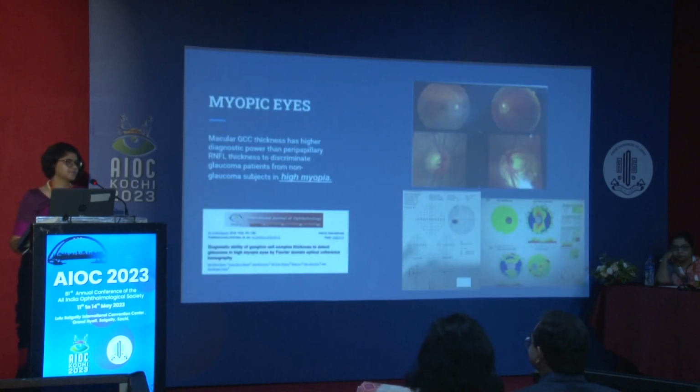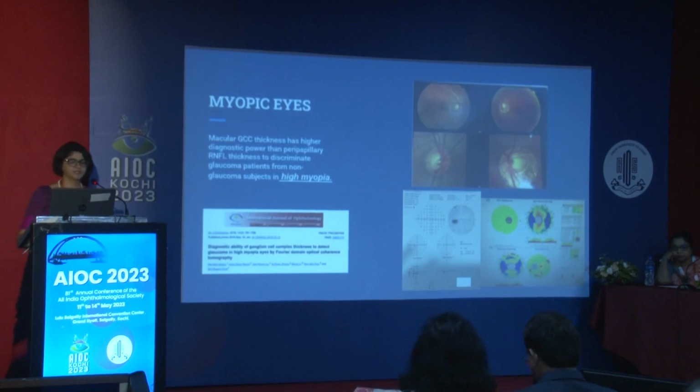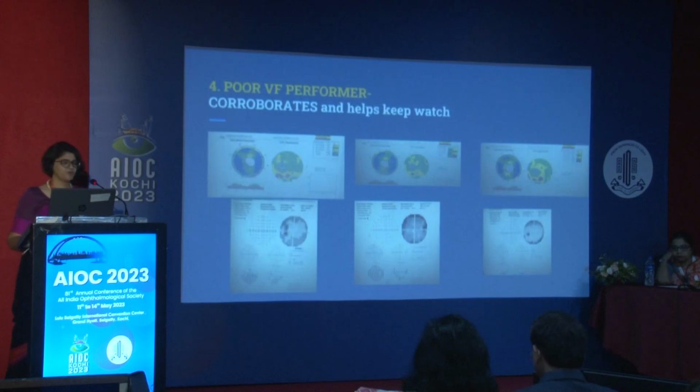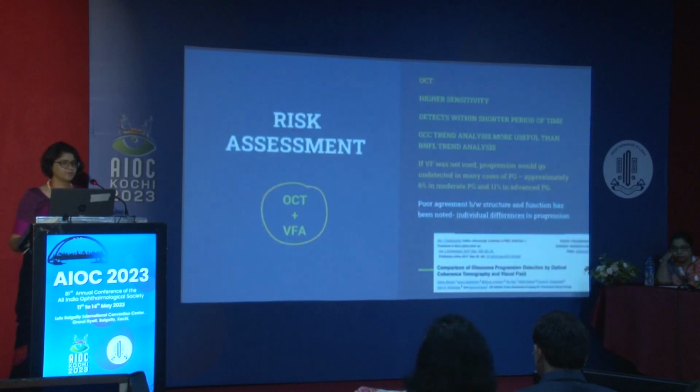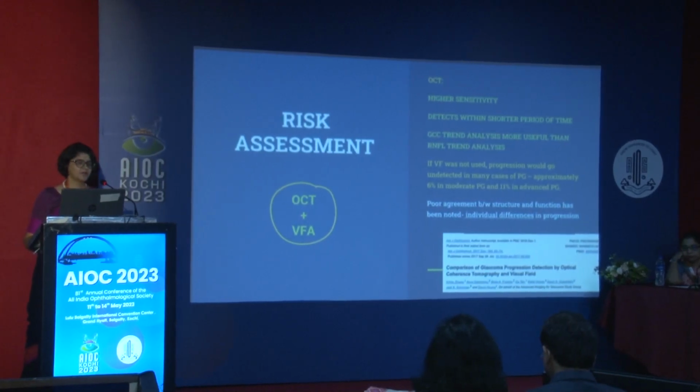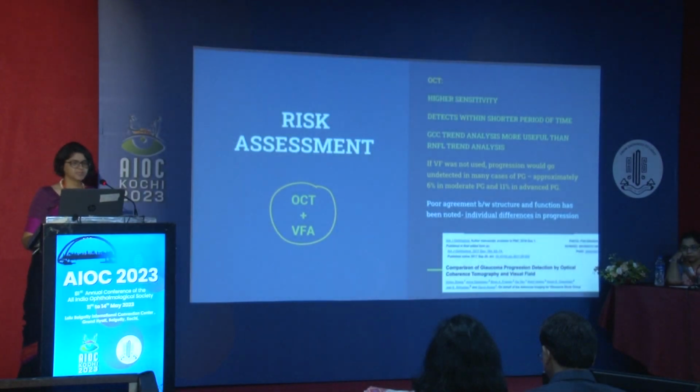Myopic eyes are a subset where the GCC is much better than the RNFL because of the associated issues with the optic disc like peripapillary atrophy and tilted discs. And again, here the inferior GCC and GLV have the best diagnostic performance. OCT in general is useful to give us additional information in poor visual field performers. OCT and VFA taken together, of course, give us the best idea of risk assessment.